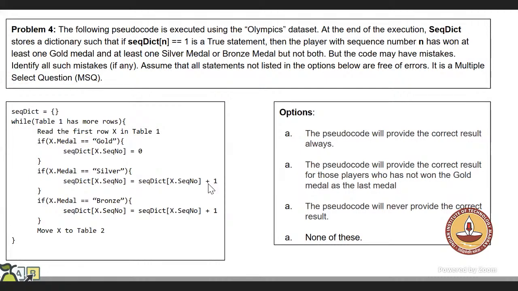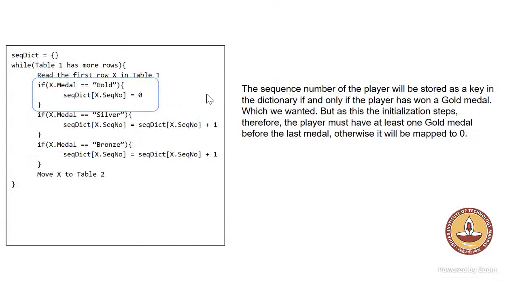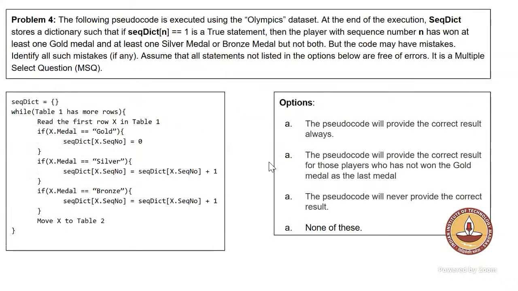Ma'am, can you please show this code working in Notepad? Yeah, sure, I will. It will be helpful to understand then. So let us see, the sequence number of the player will be stored as key in the dictionary, which we wanted. So option B, I think.